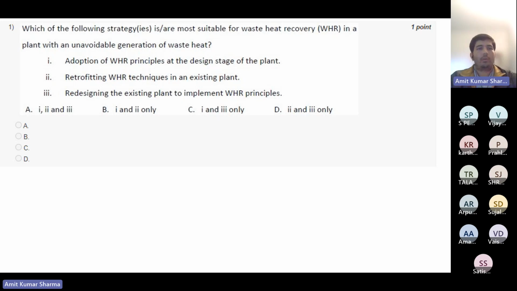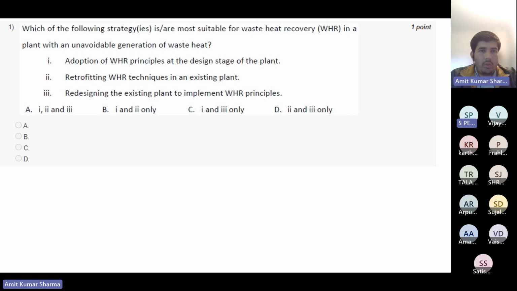So do you have any thoughts about this question? Anyone? What should be the answer? One and two only. Okay, 1 and 2. So one is the adoption of waste heat recovery principle at the design stage, and the second is retrofitting waste heat recovery technique in existing plant.